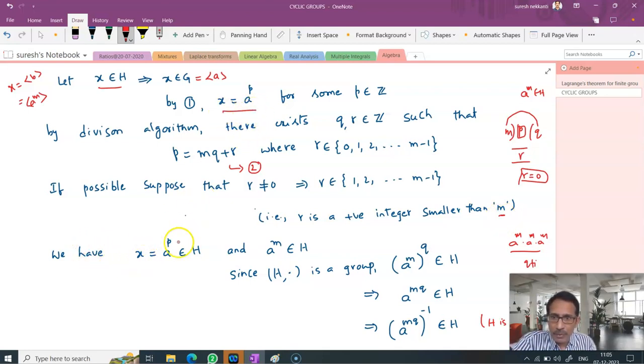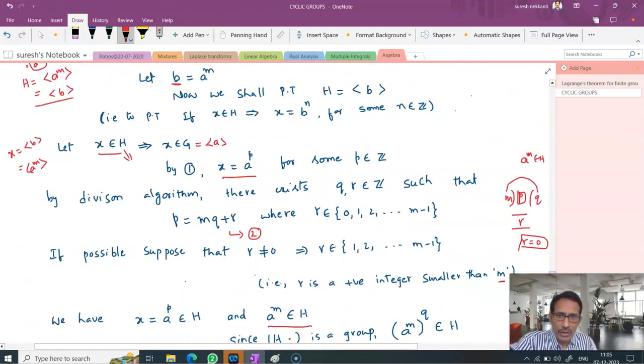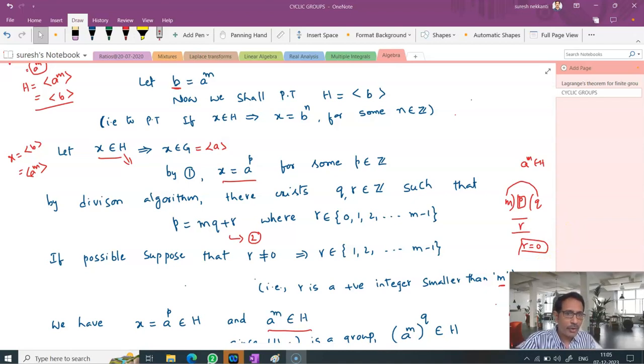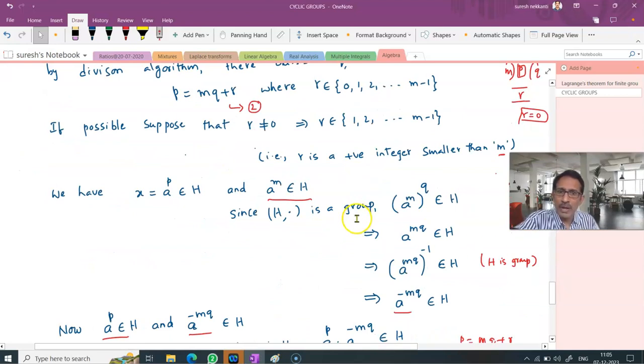Now, what is X? See here, X is equal to A power P, and this X we have taken from H, therefore it belongs to H. And A power M belongs to H. We have already written this, right? M is the smallest positive integer such that A power M belongs to H. Now, if A power M belongs to H and H is a subgroup, meaning a group by itself, therefore A power M whole to the power of Q also belongs to H.